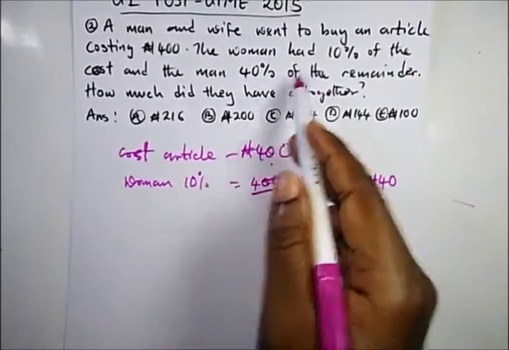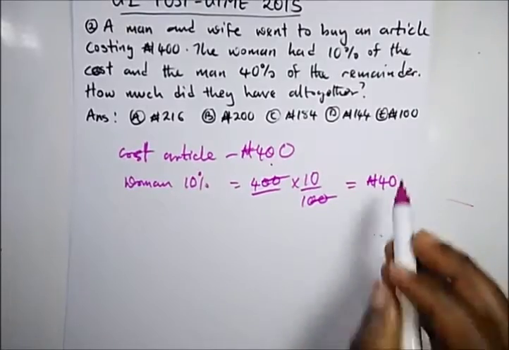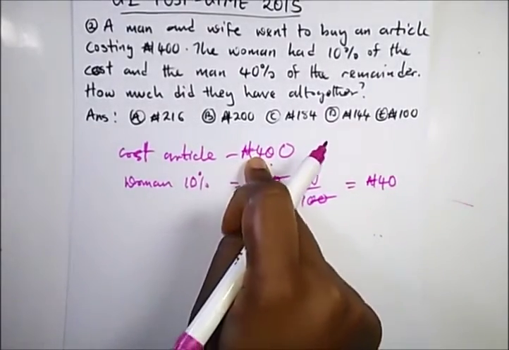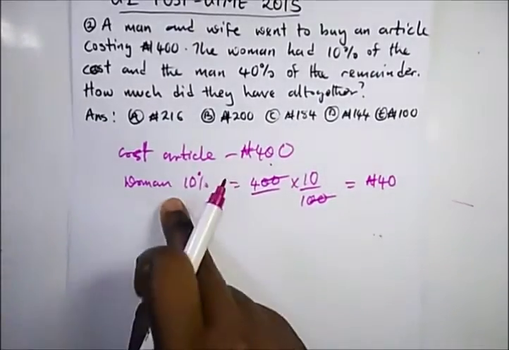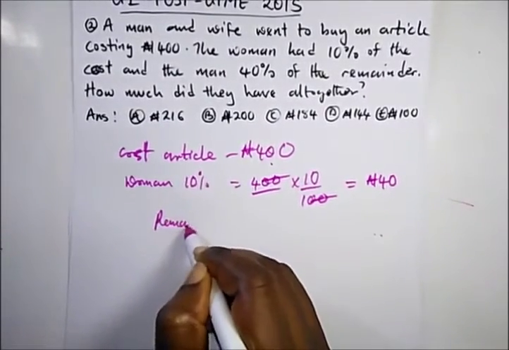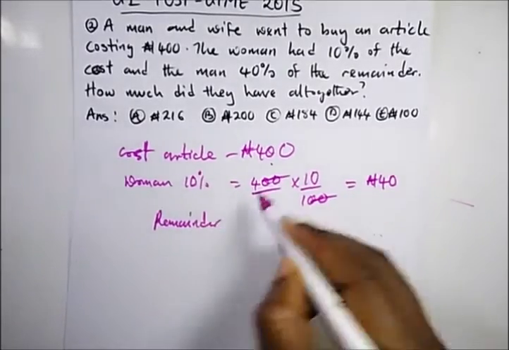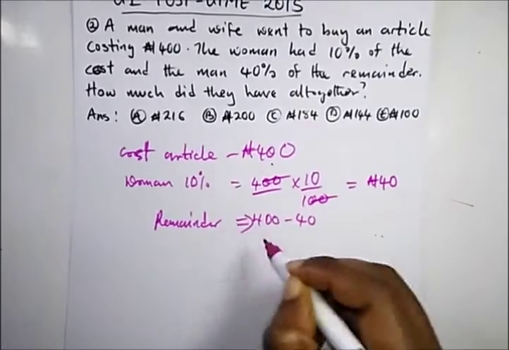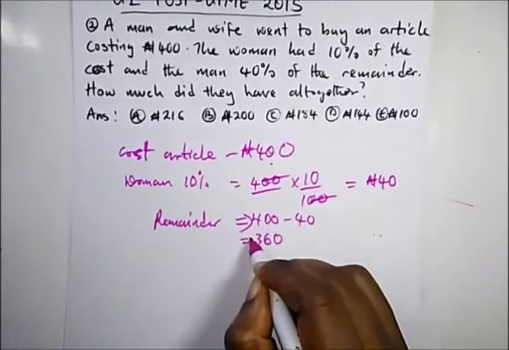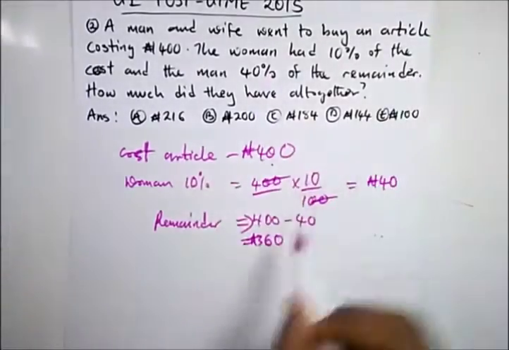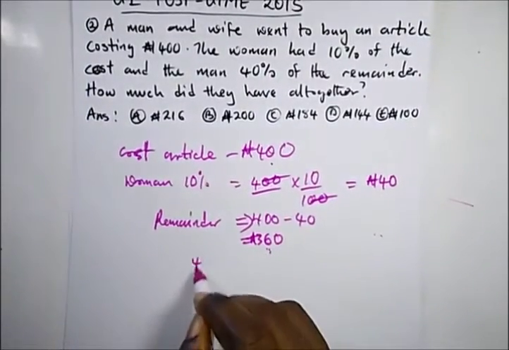And they said the man had 40% of the remainder. So the remainder, after subtracting 40 from the cost of the article, since the woman had 10% of the cost, is 400 minus 40, which will give us 360 naira. So they said the man had 40% of the remainder. So what's 40% of this?